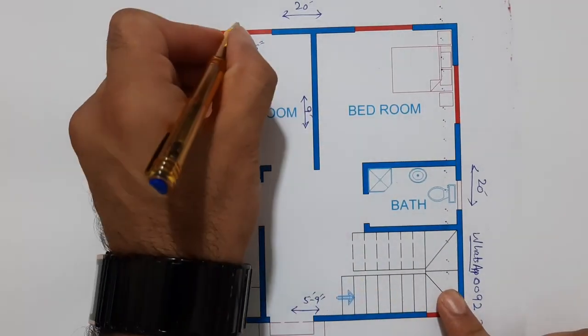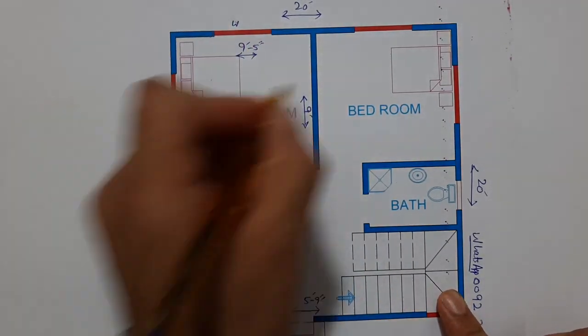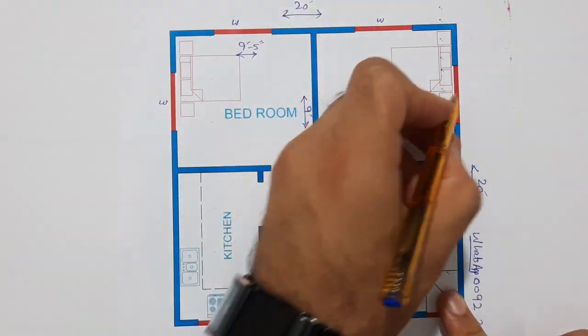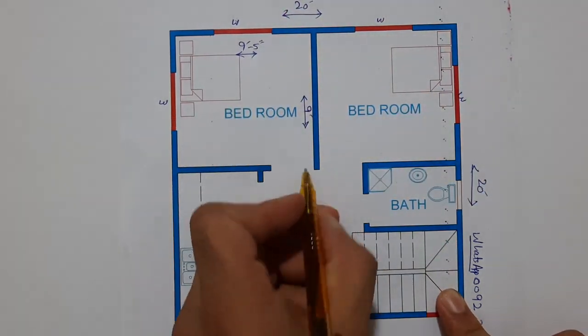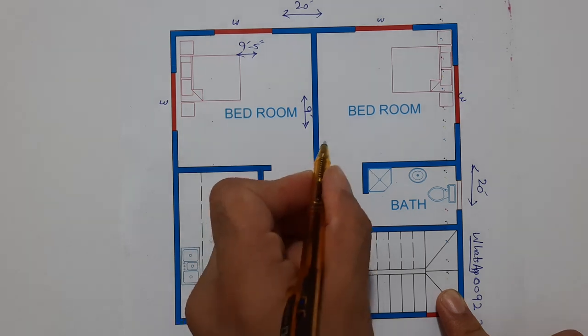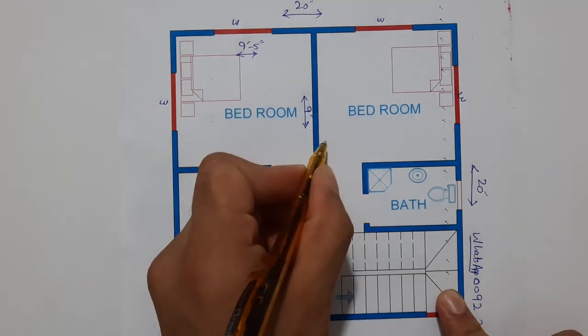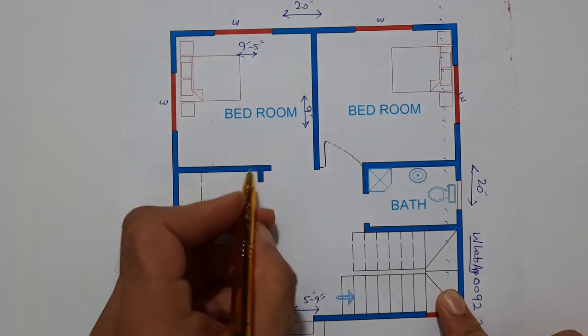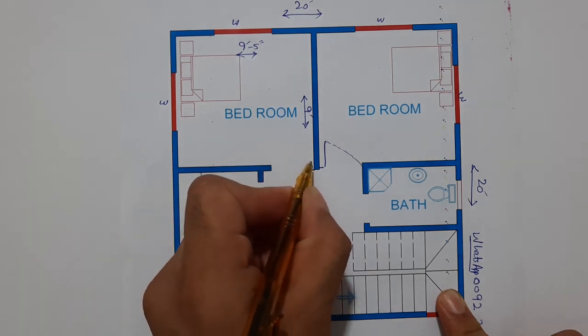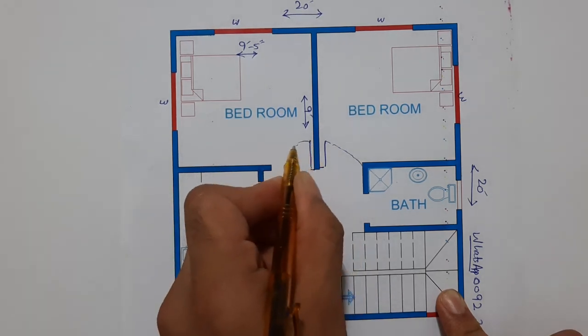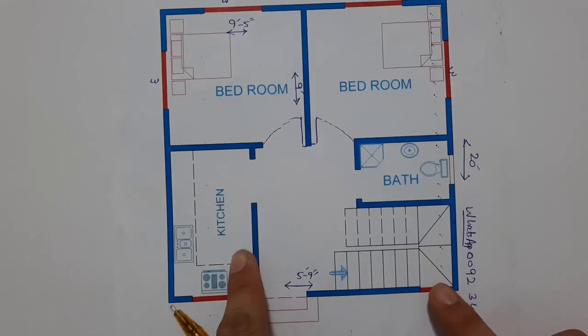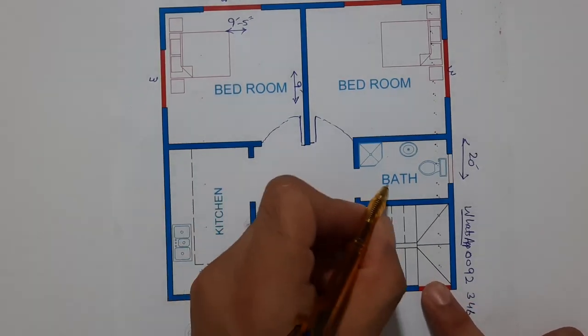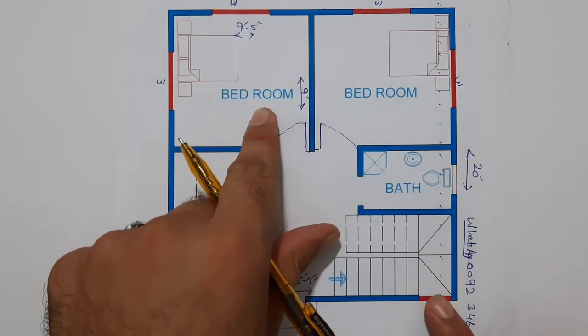Here you can see this is the window, this is the other window. For this bedroom, this is another window, this is another window. And this is its door. And here you can see this is the other door for this bedroom. The second one, you can see this is the bath. You can use it for both bedrooms.